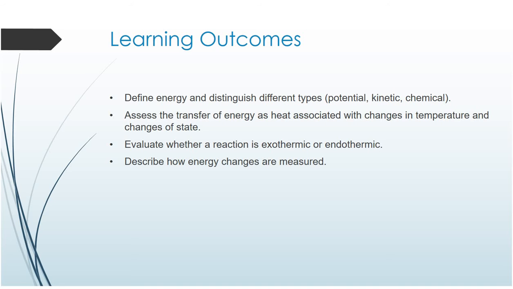And so we're going to start by defining what types of energy there really are: potential energy, kinetic energy, chemical energy, and we're going to look at examples of those. Then we're going to look at what heat means versus temperature, and then we're going to evaluate whether something is endothermic or exothermic. And this is really the course level objective here. Is heat released and exiting the reaction, or is heat going into the reaction?